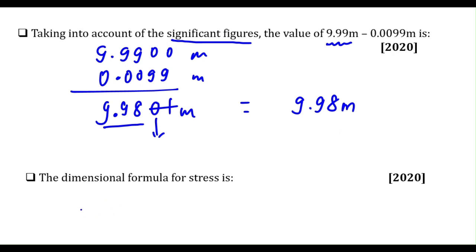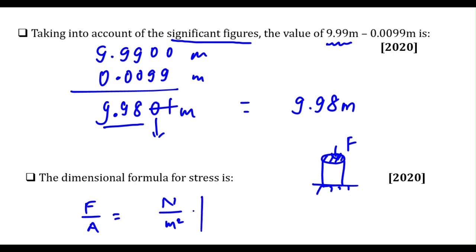So for stress, we can do one thing. We can take any formula which is simple. So we know about this. Stress is force perpendicular on a surface per unit area. So we can do, this is Newton and this is meter square.